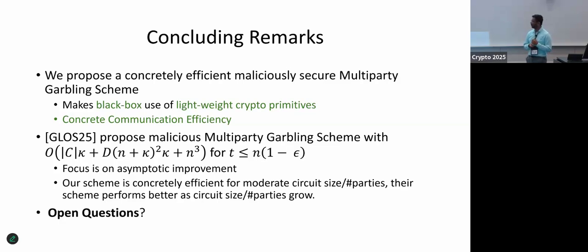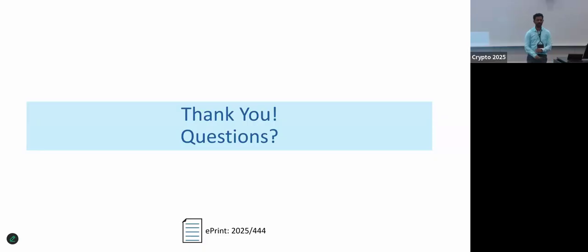So coming to the open questions, it would be nice to obtain a concretely efficient garbling scheme where the communication overhead is just constant, or obtain the same result as ours, but in the strict dishonest majority setting. Okay, with this, I conclude my talk. Thank you.